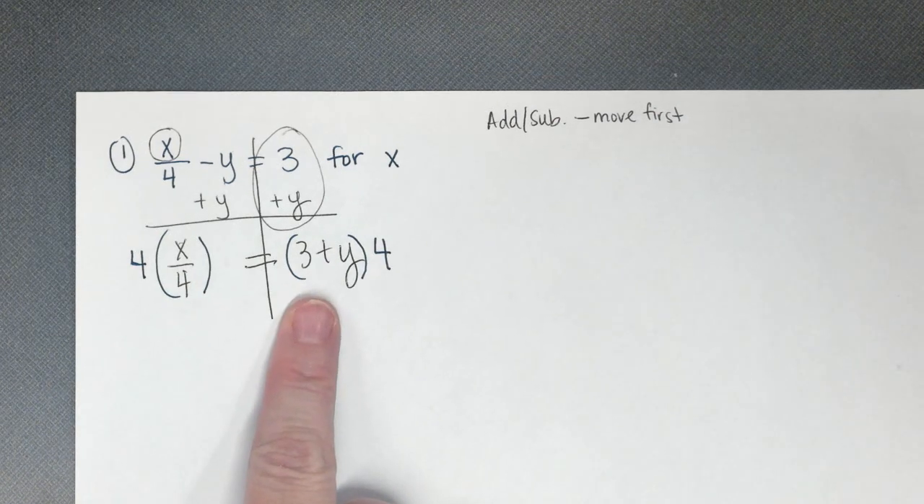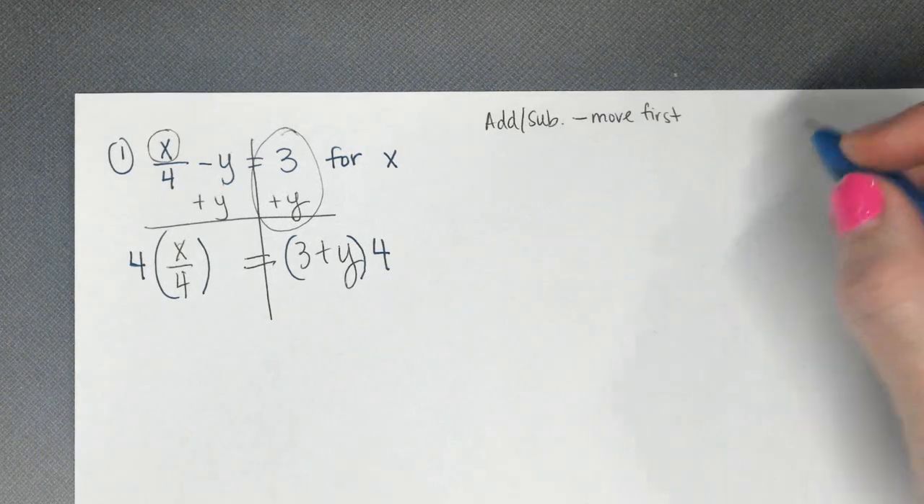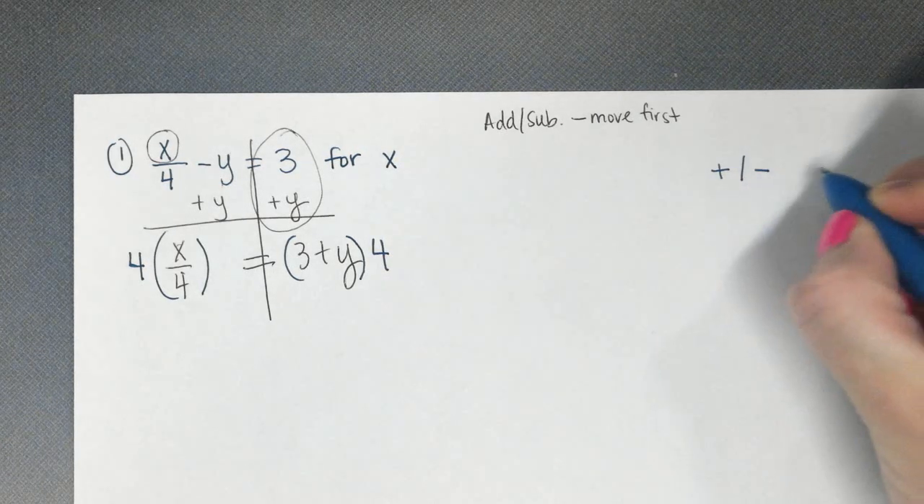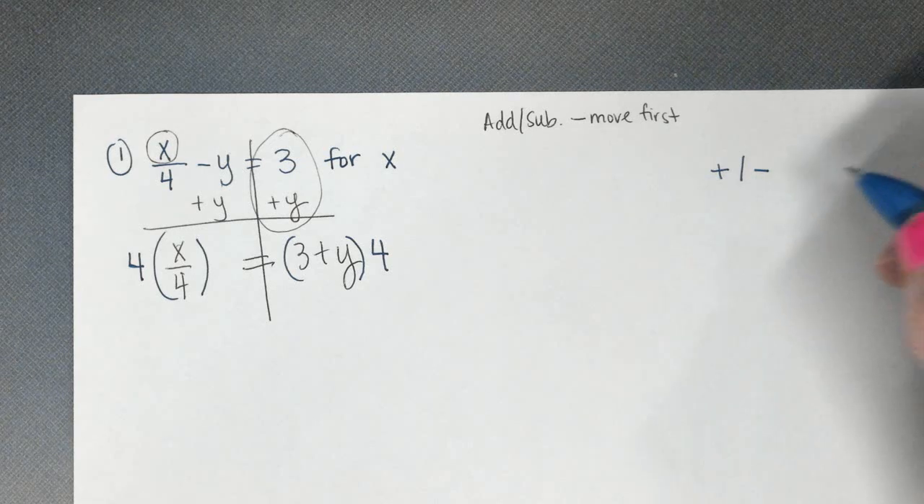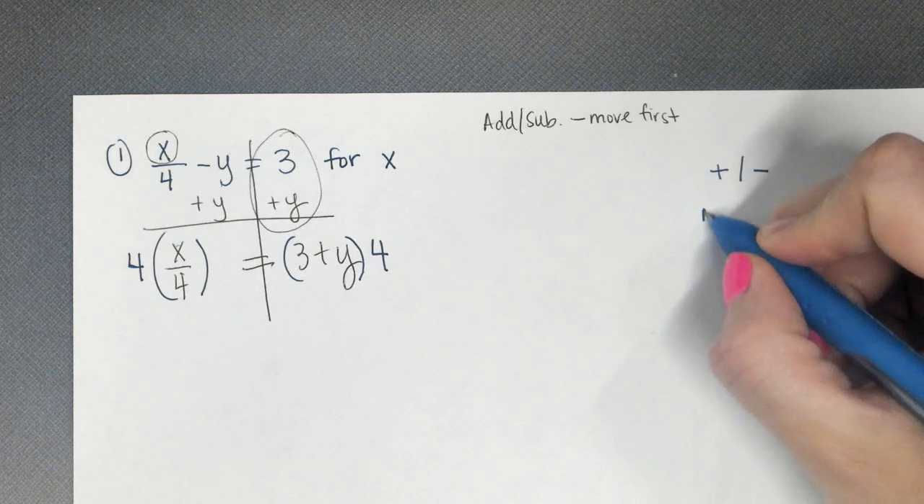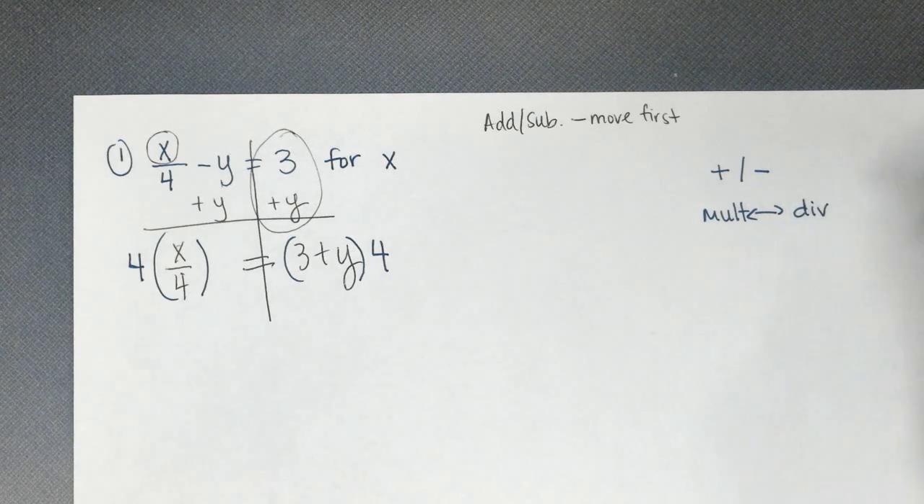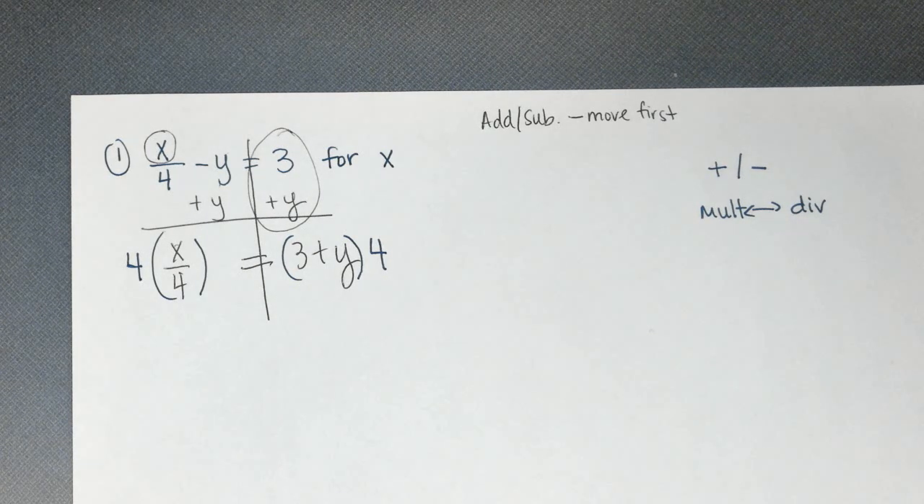You're always doing inverse operations. So if you see a plus sign, you're going to minus. If you see a minus, you're going to plus. If you see multiplication, then you do division. If there's a division bar, then you're going to do multiplication to undo it.